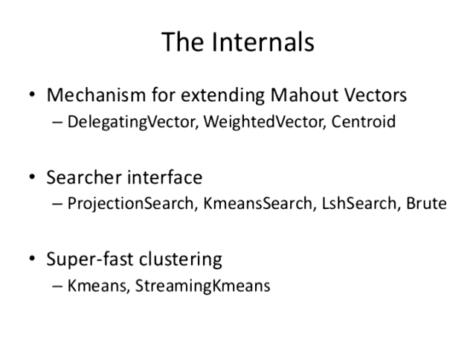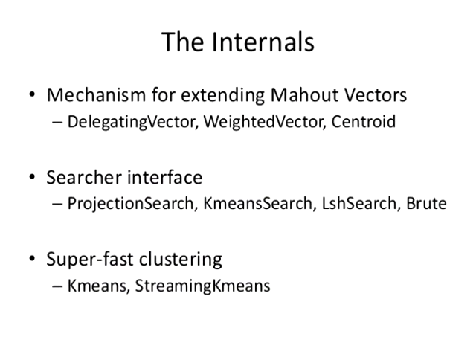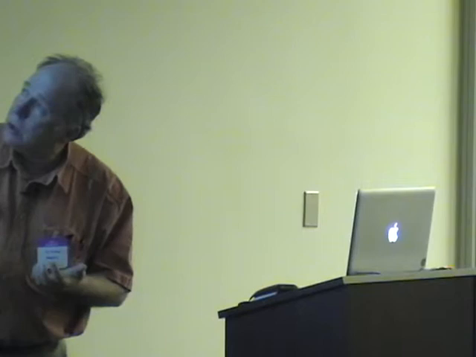So internally, what we built were things on the Mahout math package that allowed us to delegate to interesting new kinds of vectors: weighted vectors, centroids, LSH vectors that we can XOR, things like that. We also defined a searcher interface which defines searching through an in-memory set of vectors, and the clustering classes themselves. Here's how the algorithm performs in terms of speed up and in terms of gross cost.